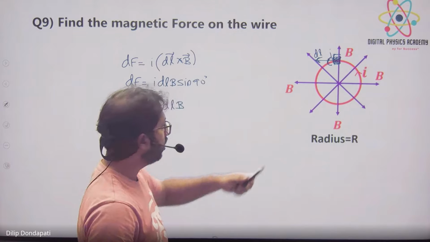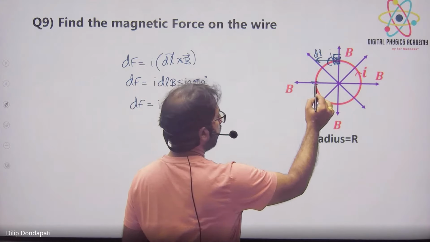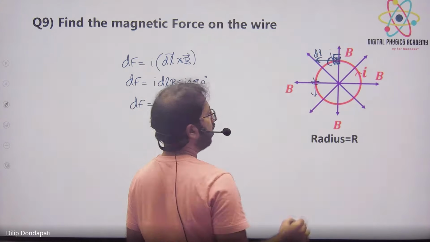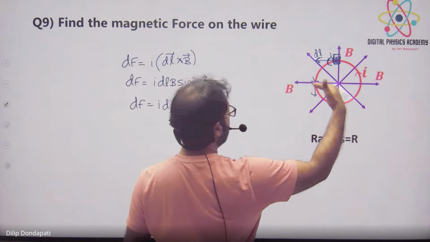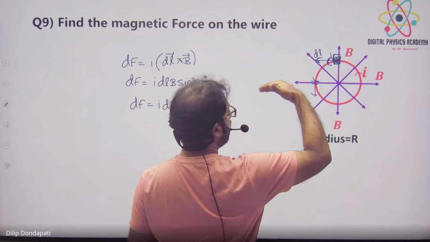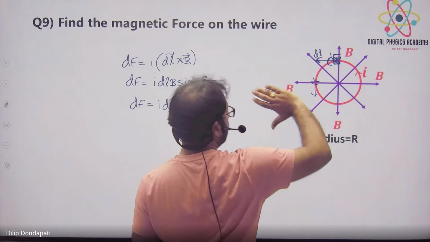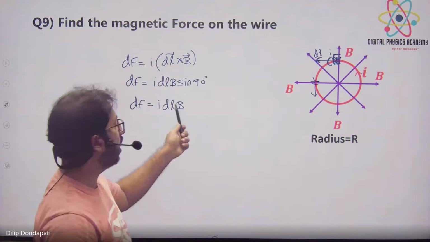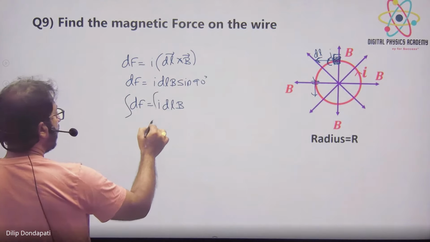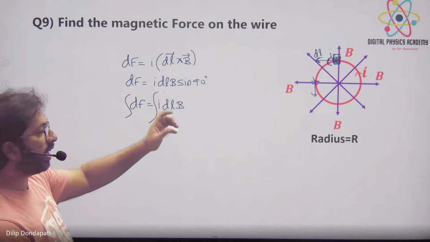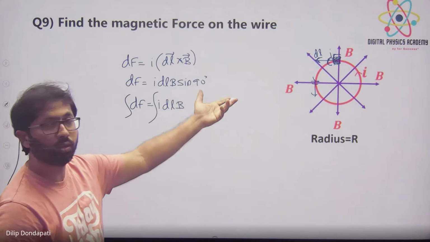Next, look at this one. Suppose I took a dl element here. The magnetic field is to the right side, the current dl element is downwards and the force is inwards. So everywhere the force is inwards. That means to get the total force we simply integrate. If the direction were different, we would have to calculate each force again and add all. All forces are the same here.